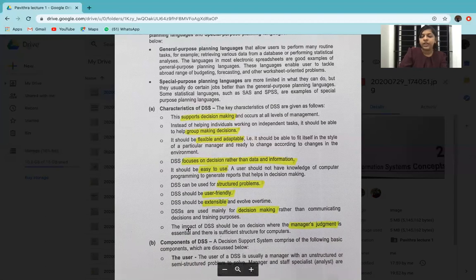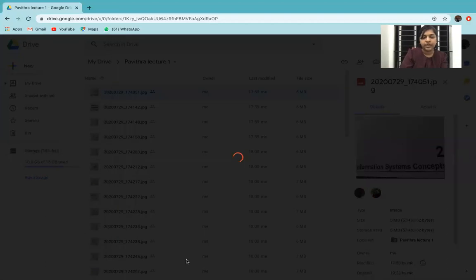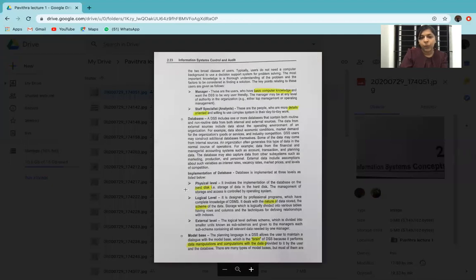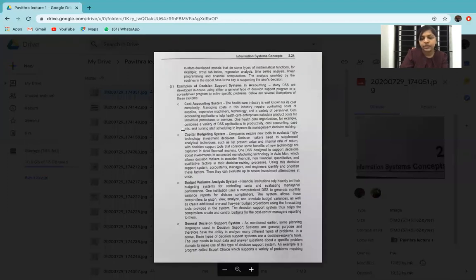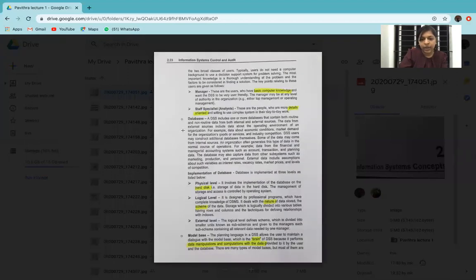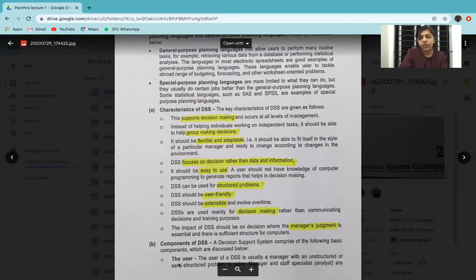The components of DSS are the user, the database, and the model base.